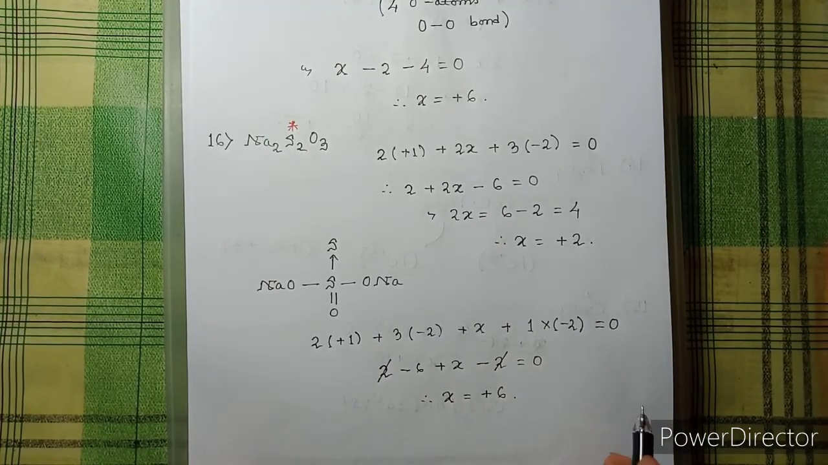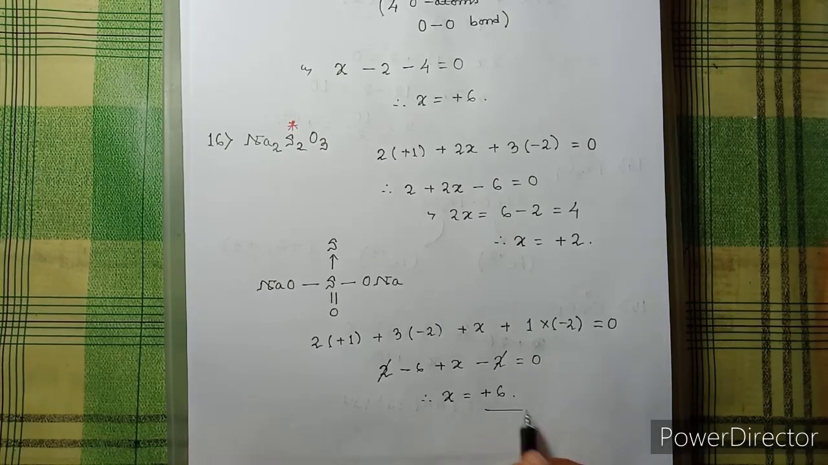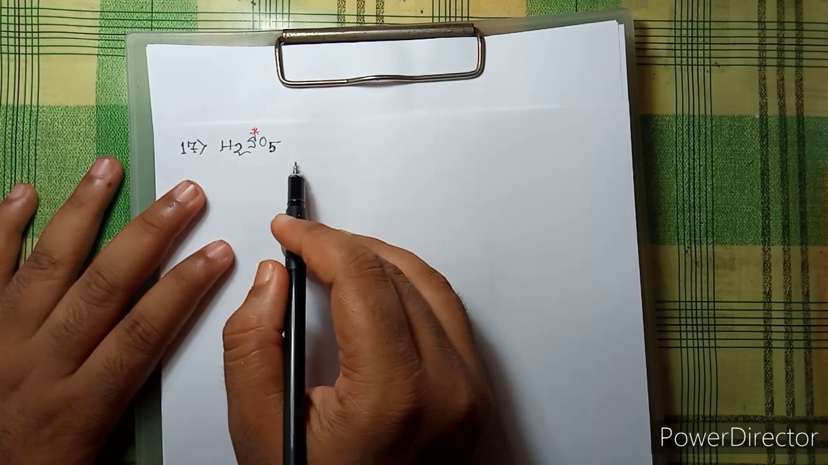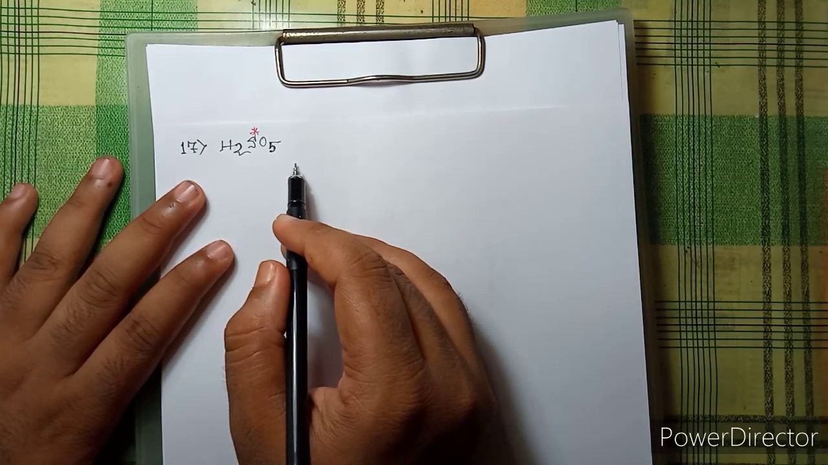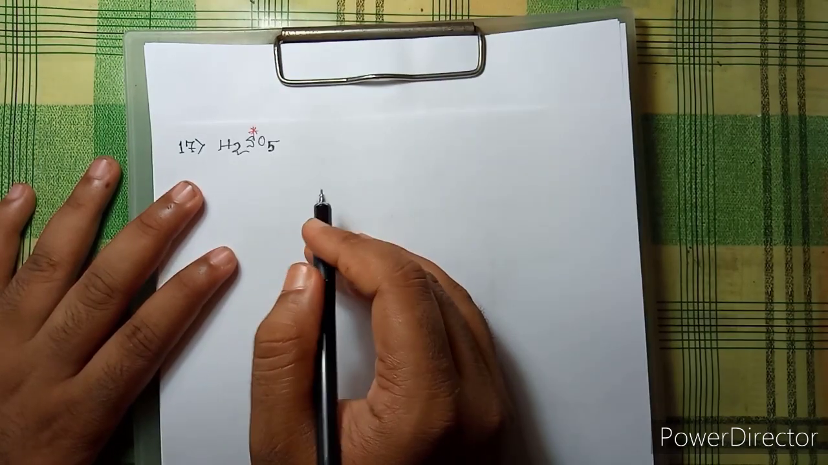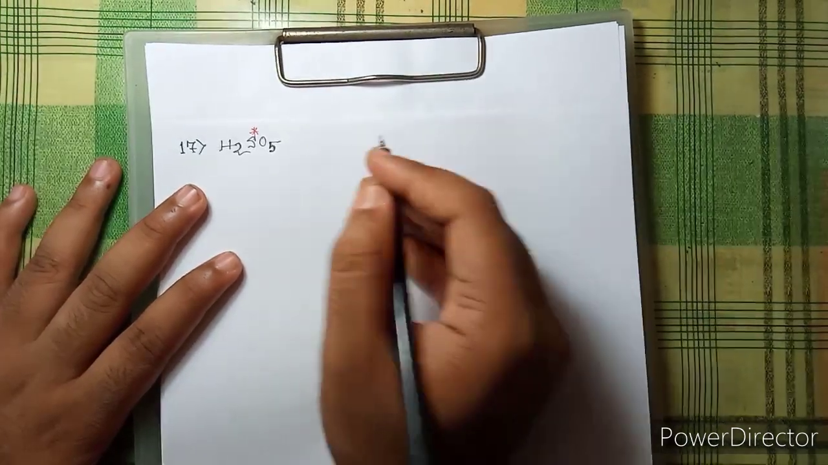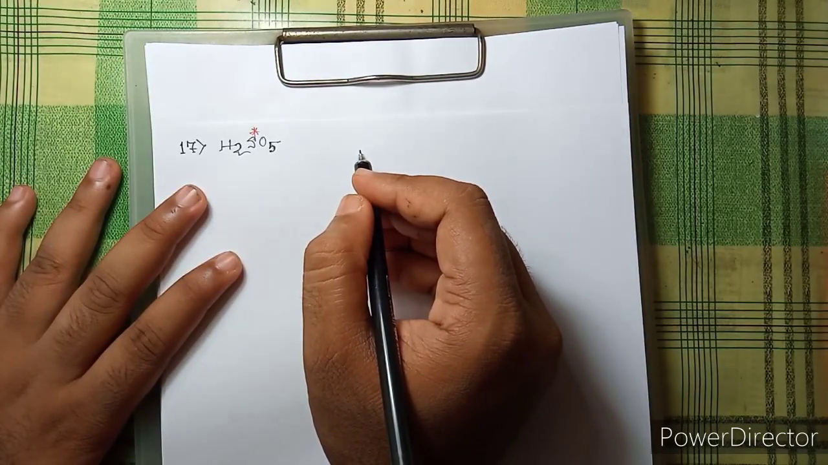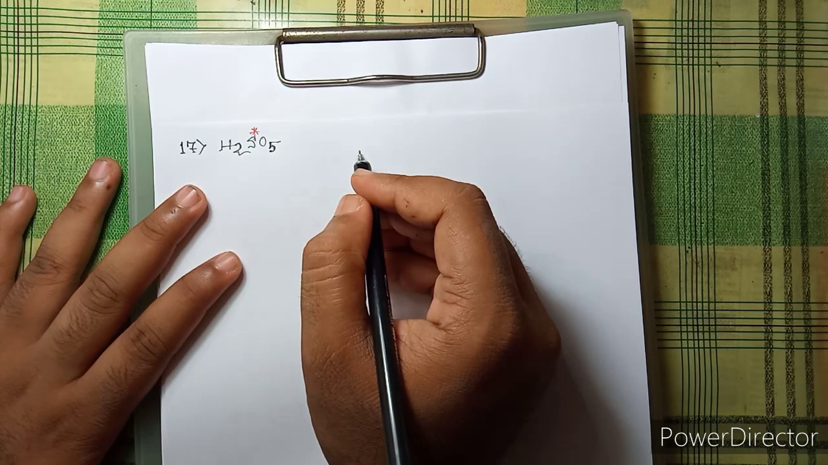So the oxidation number of sulfur atom present in this sodium thiosulfate molecule is plus 6. Next, this is H2SO5, that is peroxomonosulfuric acid, or known as Caro's acid. Here, according to the usual method, the oxidation number of sulfur atom in this Caro's acid molecule is plus 8.